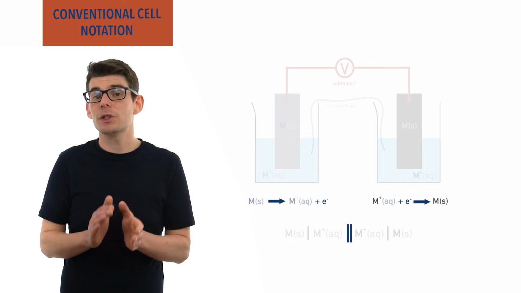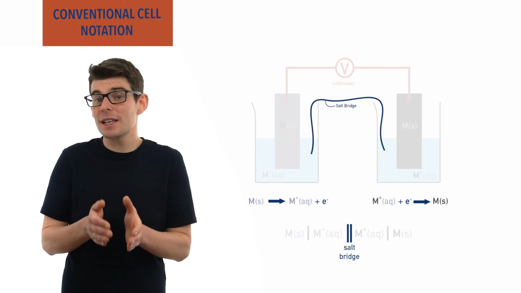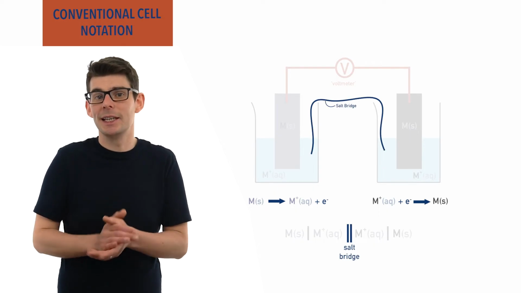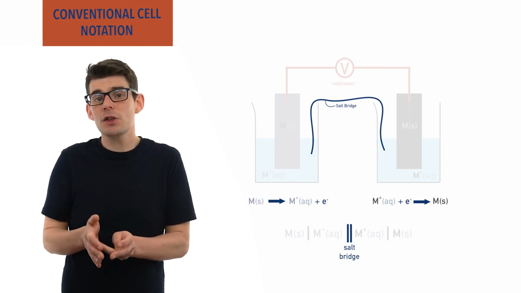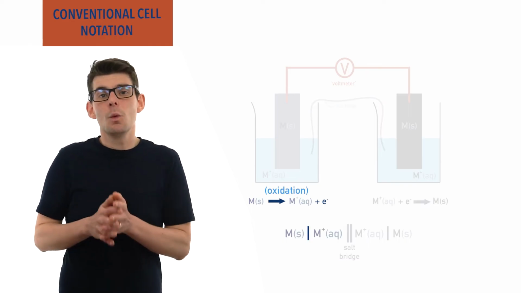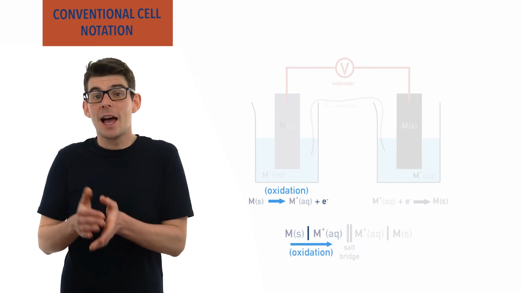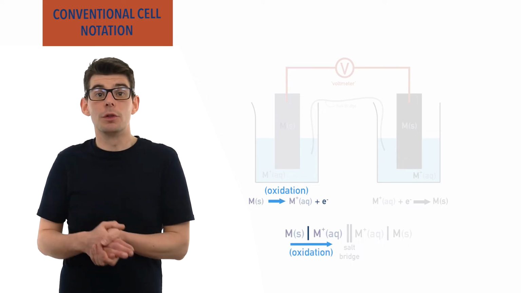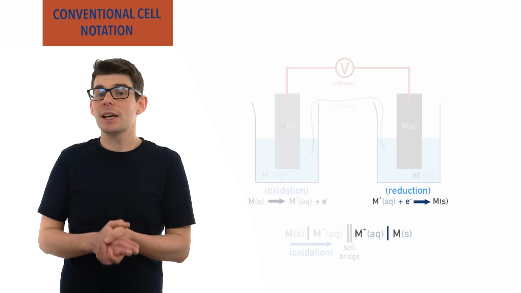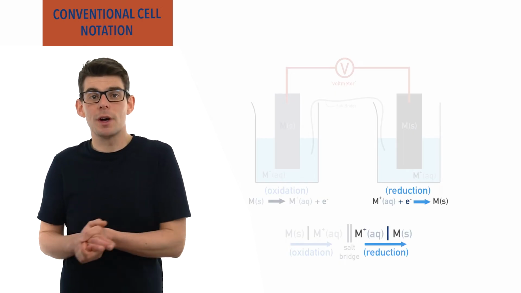This represents the salt bridge and effectively separates the two half cells clearly. Because the oxidation half cell is drawn on the left, we show species getting oxidized from left to right. And for the reduction half cell on the right, we show species getting reduced from left to right.